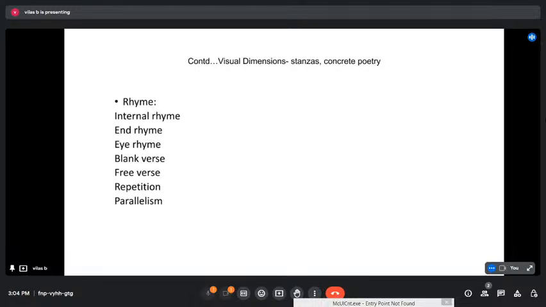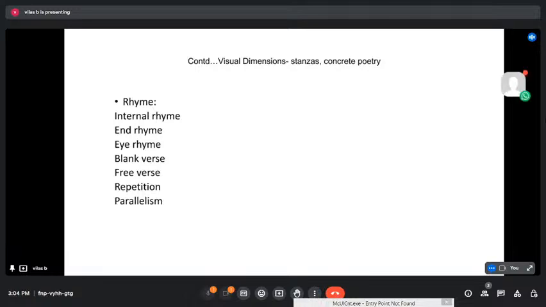Internal rhyme is the rhyme achieved through alliteration, assonance, and consonance. Alliteration is the repetition of the same consonant at the initial level of words in a verse line. Similarly, you can find assonance and consonance, the repetition of the vowel sound and of the consonant sound.